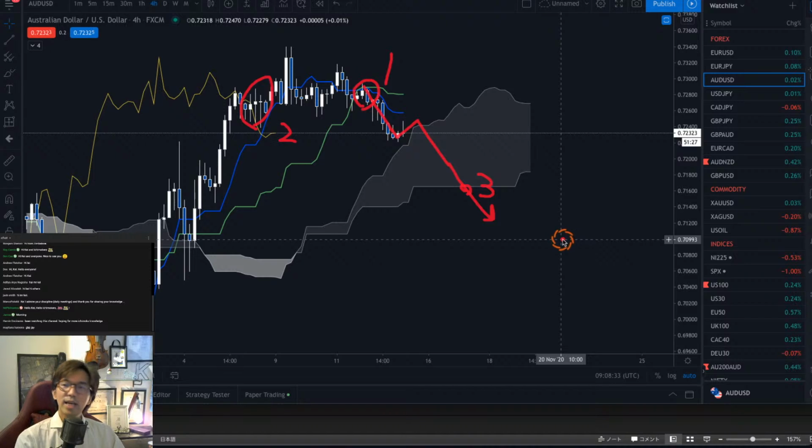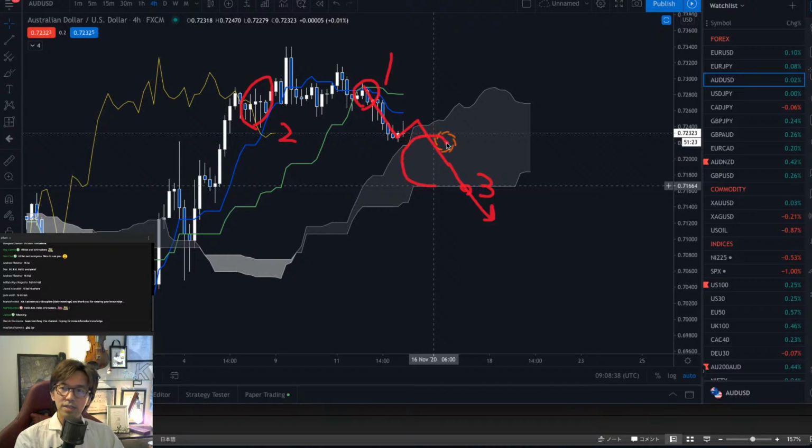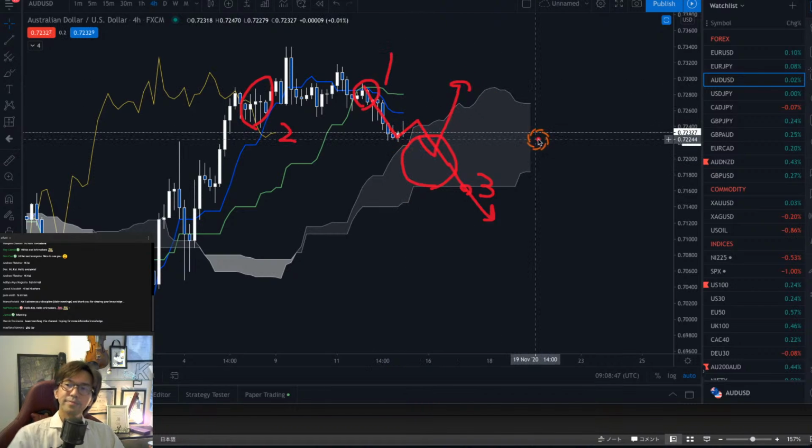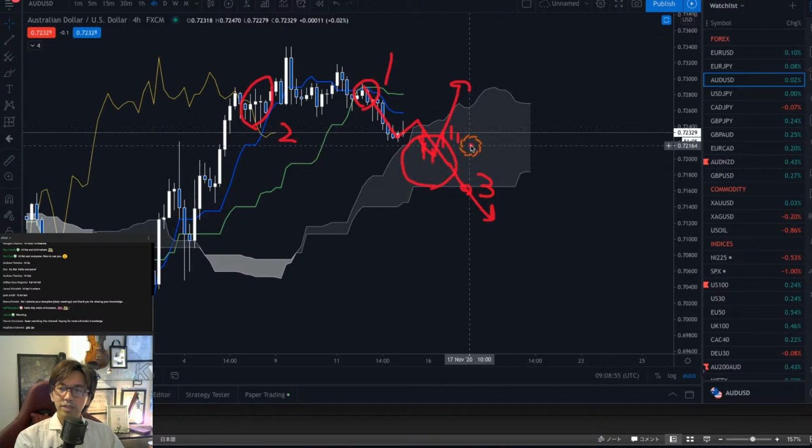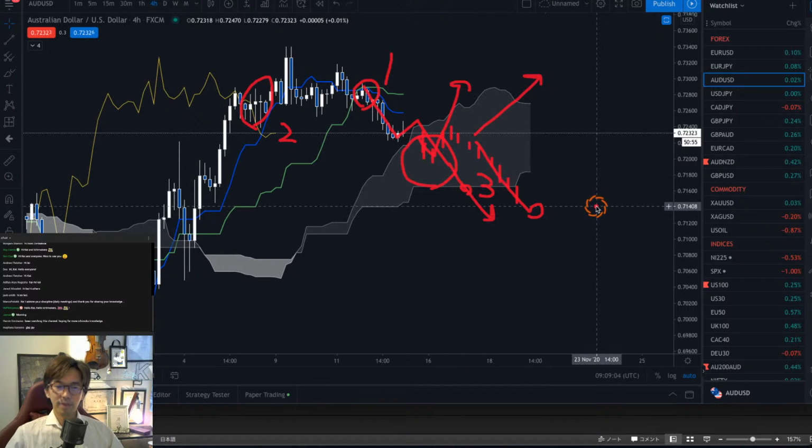In this case, I can see that the Kumo is very thick in this area. So I think there's a good chance that the price will be supported by the Kumo and then go up afterwards, most likely. Or it might stay in the Kumo and go up and down in a range market, and eventually it will break the Kumo up or downwards, either way. Maybe it will go up or down this way.